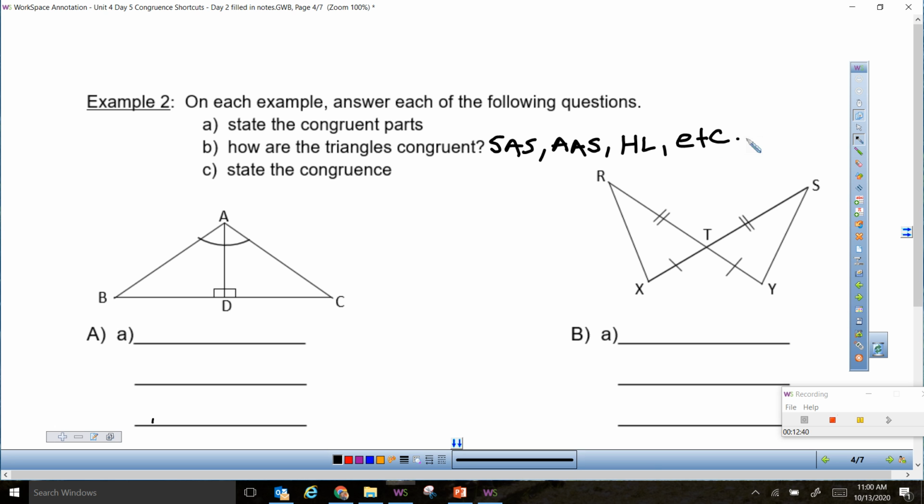And when it says to state the congruence, you need to say that triangle ABC is congruent to triangle, then you would need to fill in the question mark.